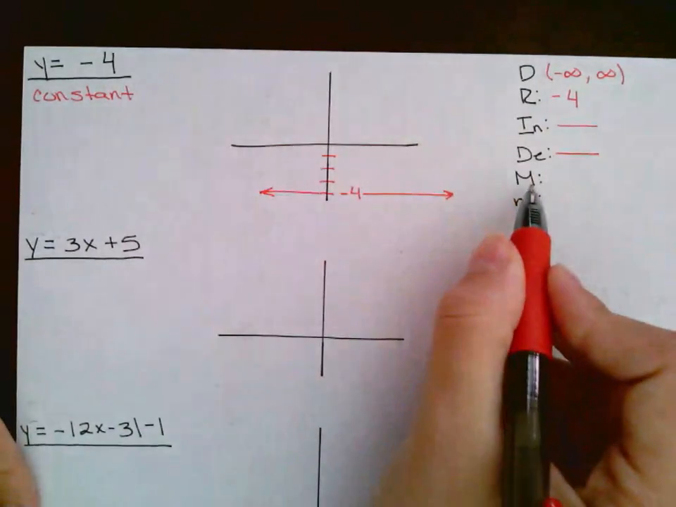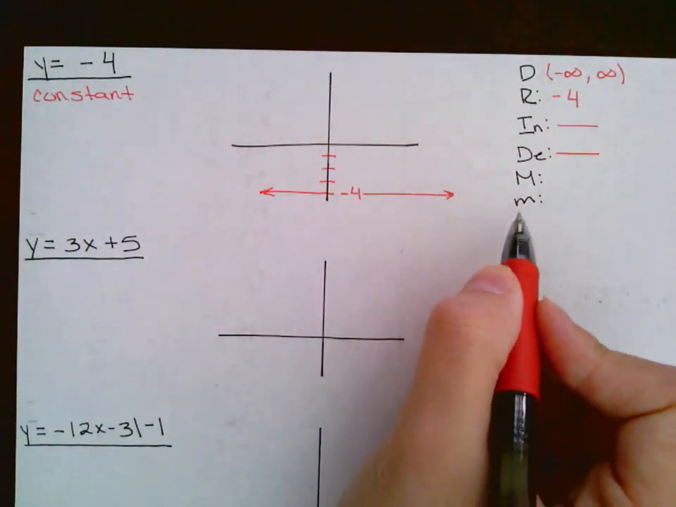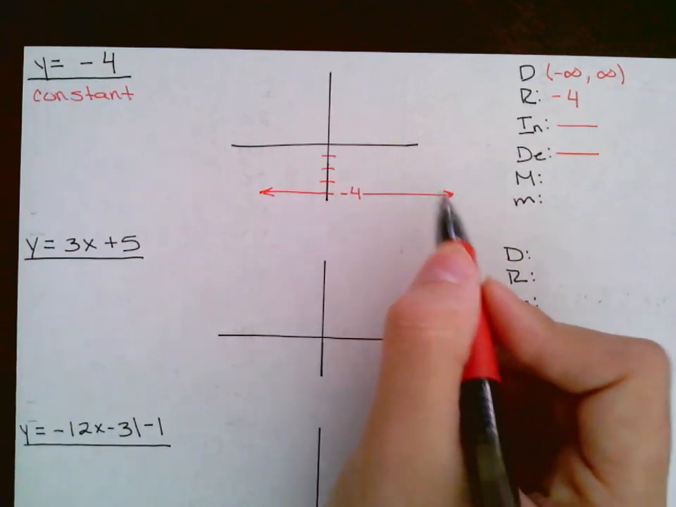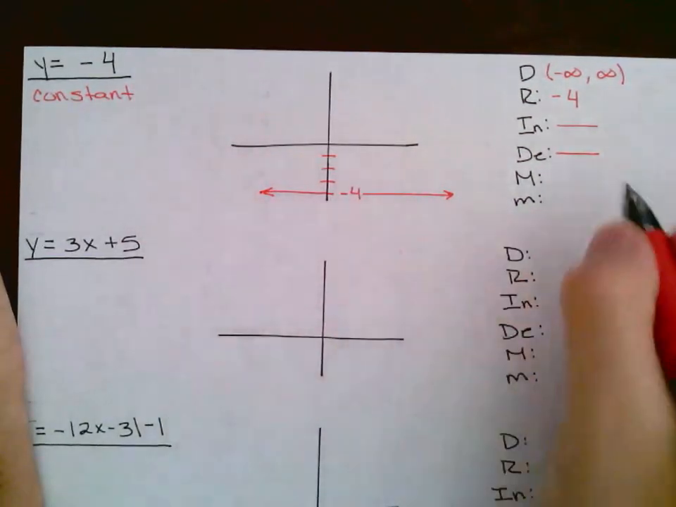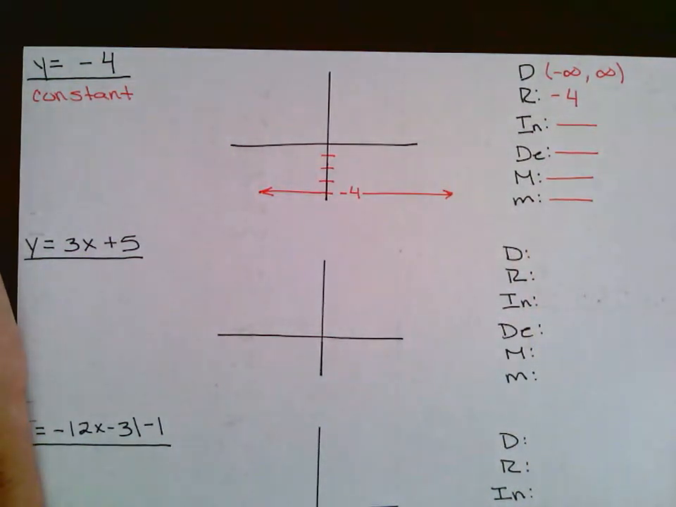And then, does this have a maximum or a minimum? Maximums should look like mountaintops, and minimums should look like valley lows, okay? This just goes straight, so I don't have those either. Okay, we will see these in the upcoming images and graphs.